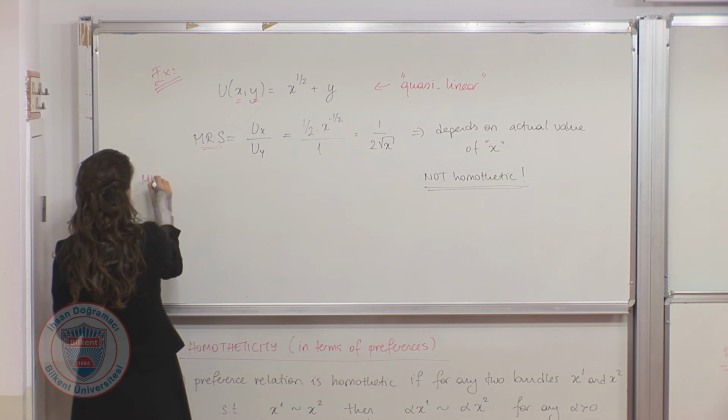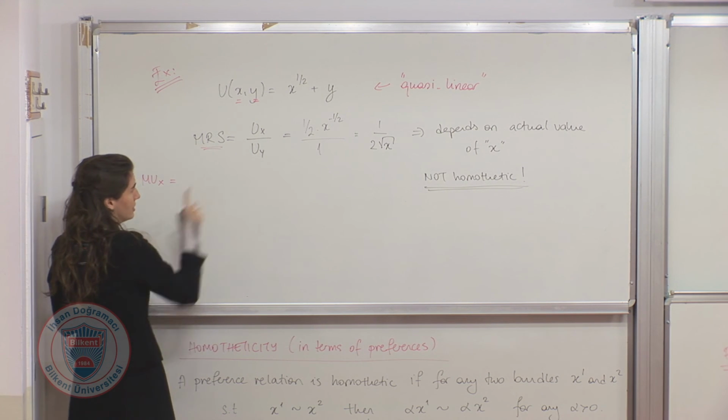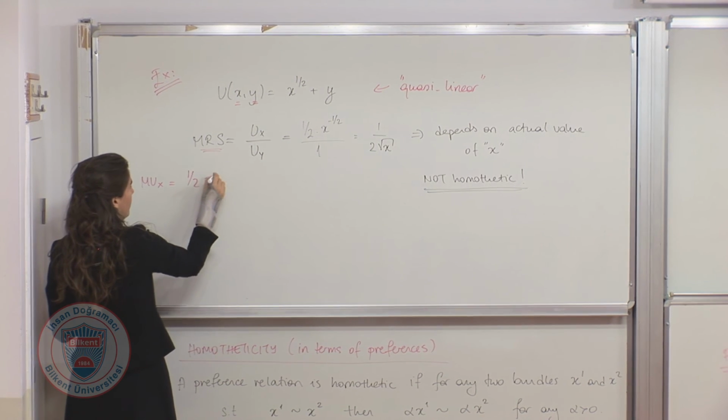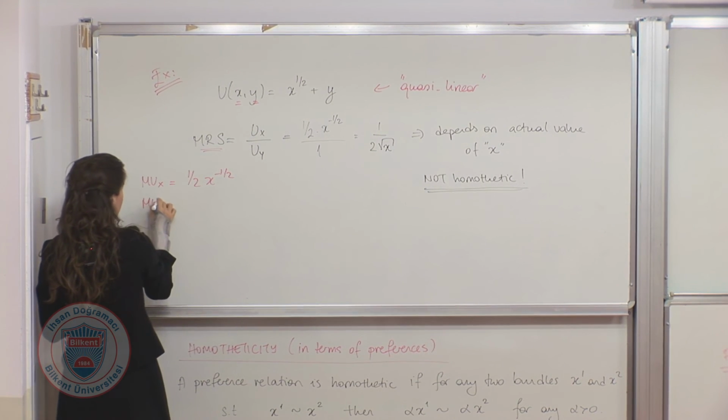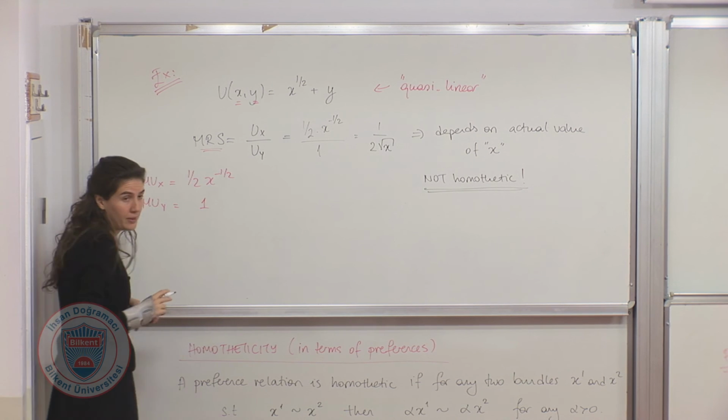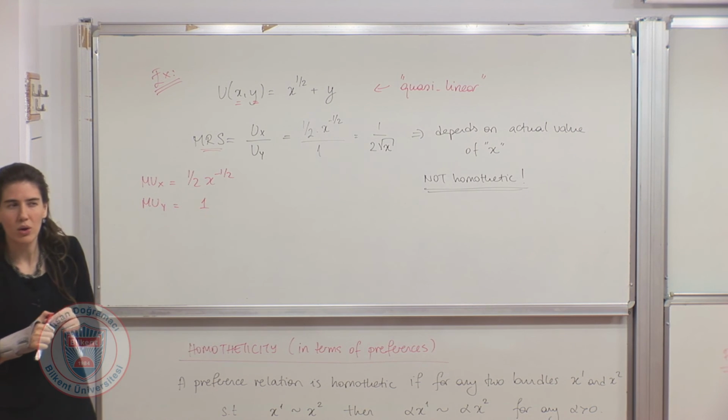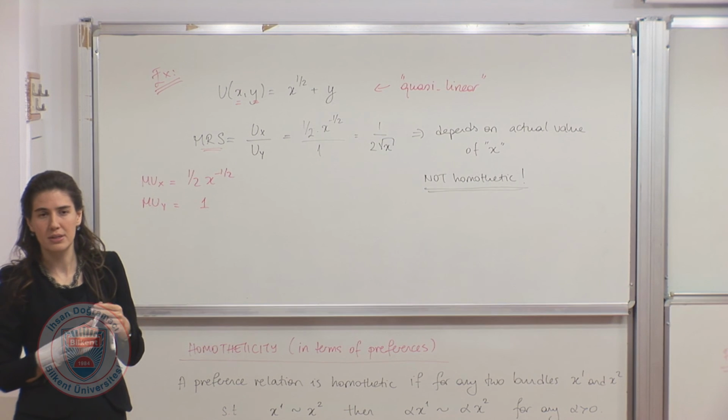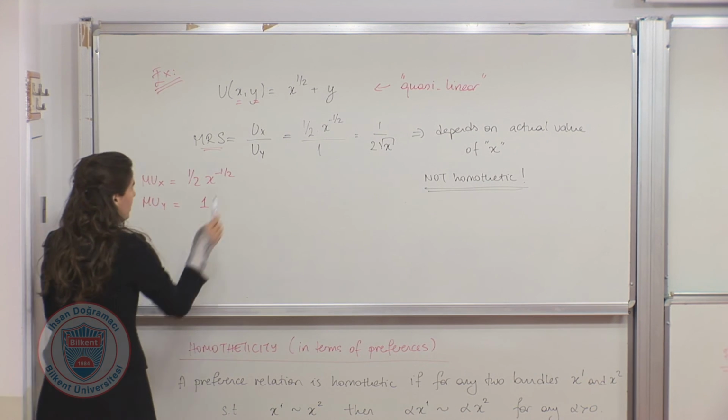Okay, so what is MU_x? MU_x is this guy, 1 over 2, x to the power minus 1 over 2. MU_y is 1, right? So what's happening to marginal utility? Remember, there is diminishing MRS.